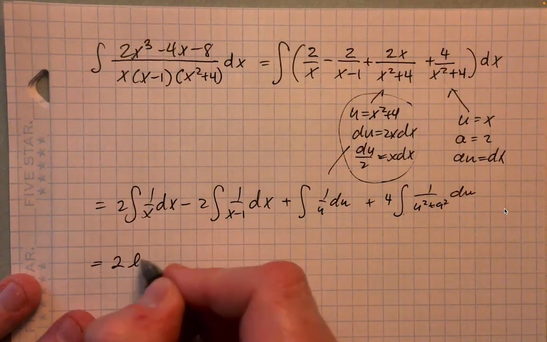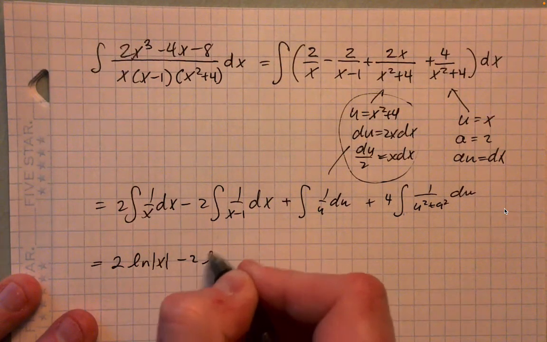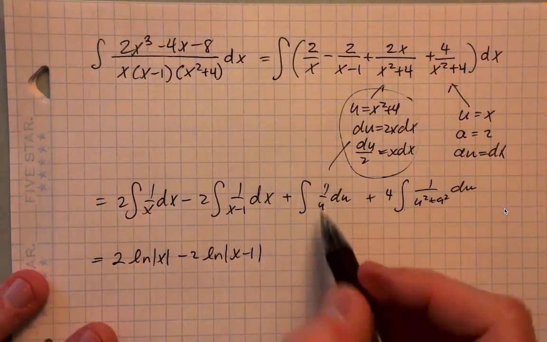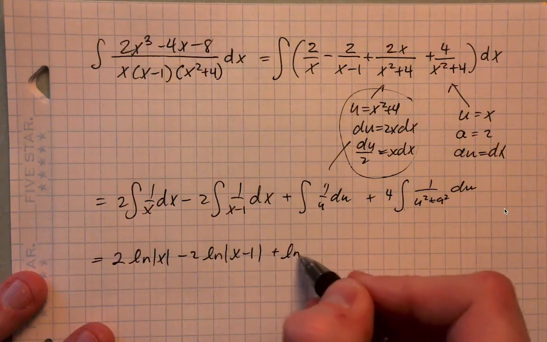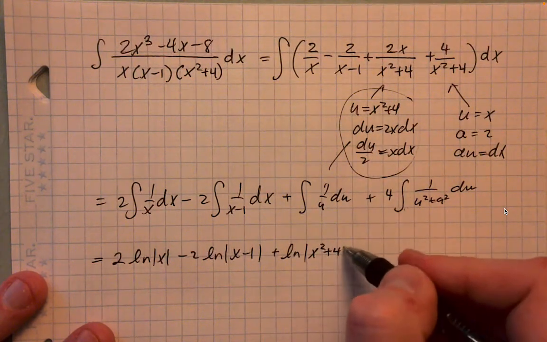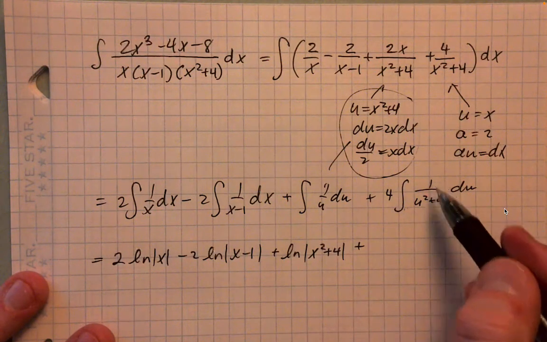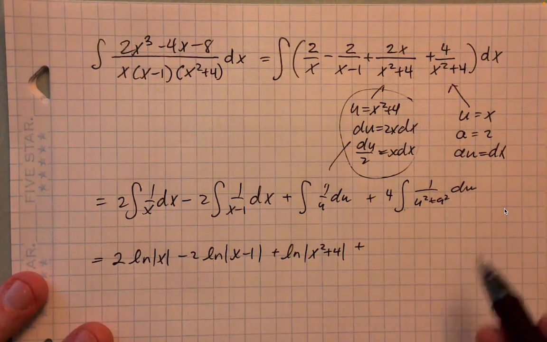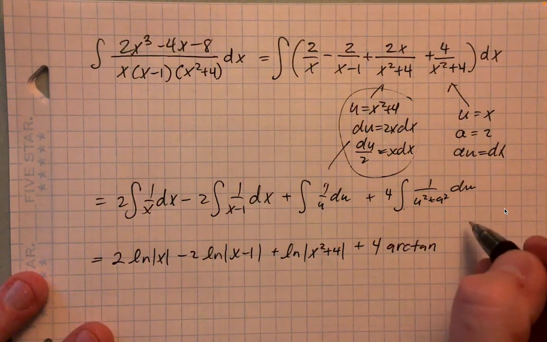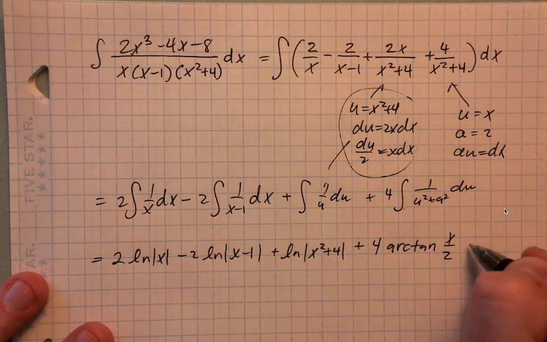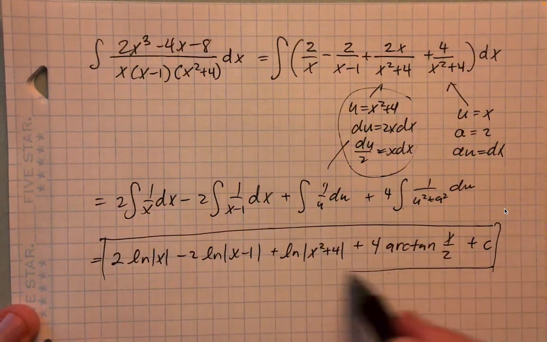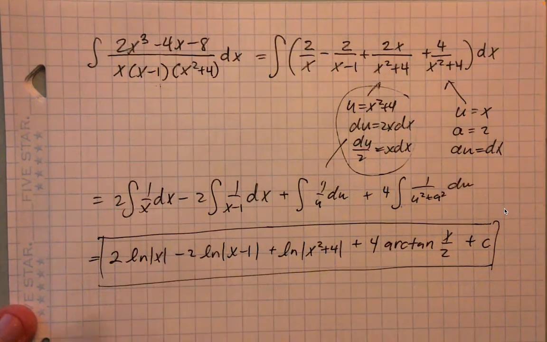And so what do we get? 2 times the natural log of x minus 2 times the natural log of x minus 1. Right. And then this is 1 over u, so that's plus the natural log of u, which in this case is x squared plus 4. And then this is 1 over u squared plus a squared, and so that's the arctangent. So it'll be plus 4 times the arctangent of u over a, so x over 2 plus c. Excellent. All right, so that is what this integral here amounts to.